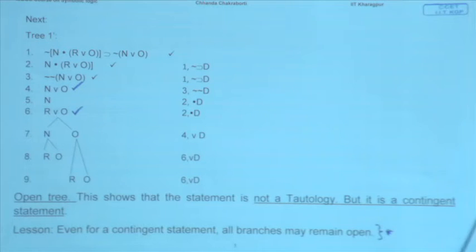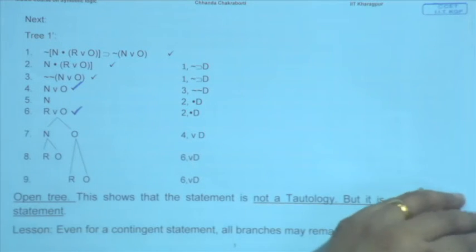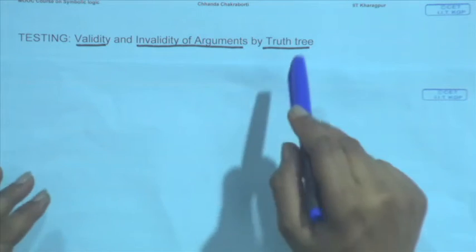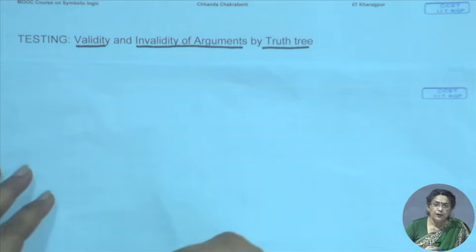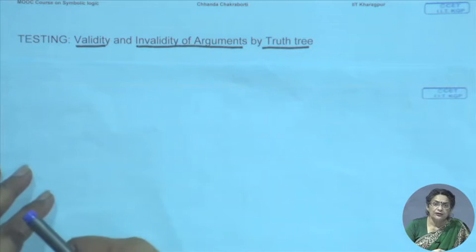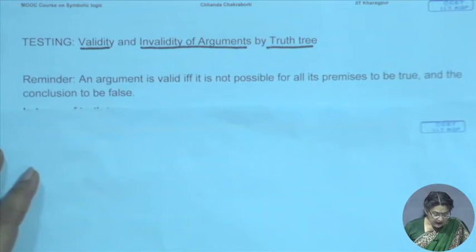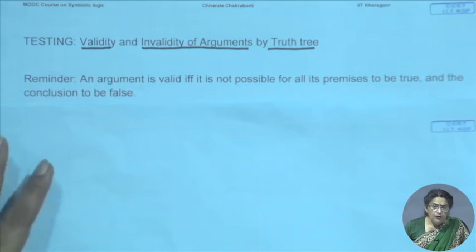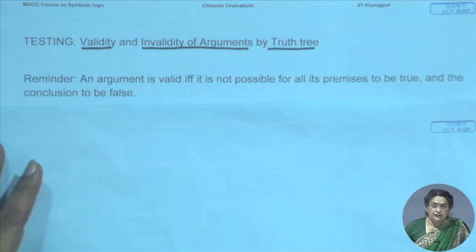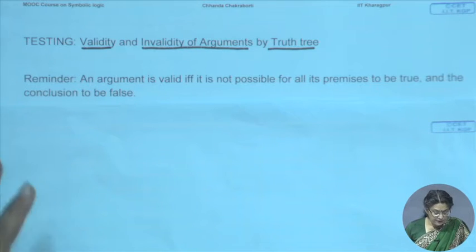So, this I hope will be a helpful lesson to remember by, and now we are going to move into our new task for today, namely validity and invalidity of arguments by truth tree. We are going to solve the problem of whether an argument is valid or invalid by doing the truth tree on the argument itself. Let us remind ourselves, when do we call an argument valid? When it is not possible for all its premises to be true and its conclusion to be false.